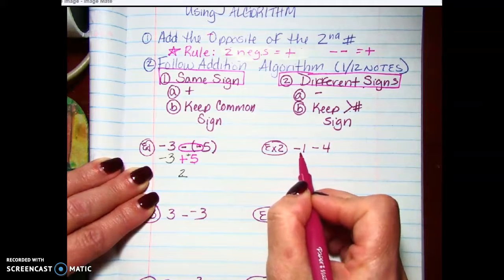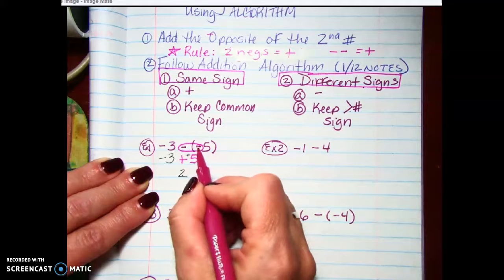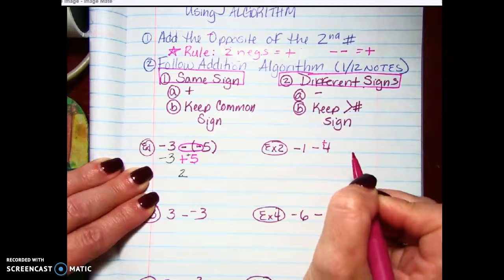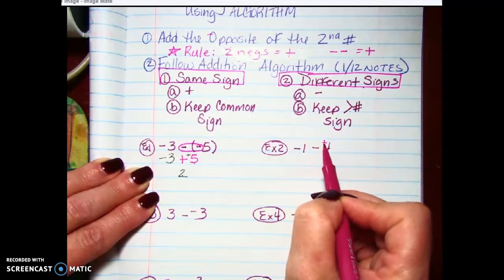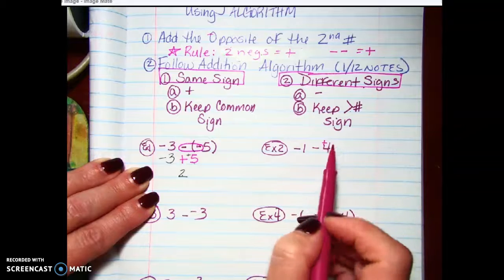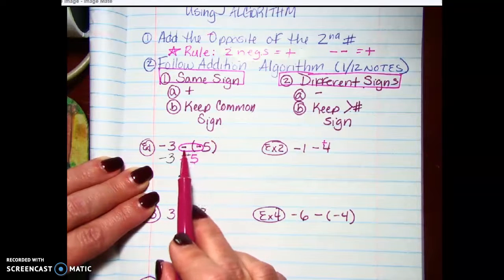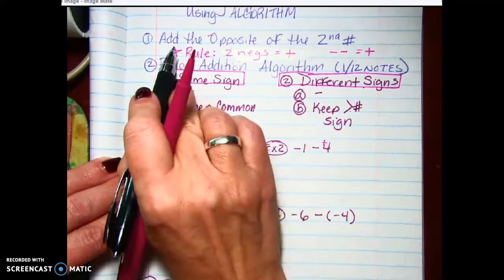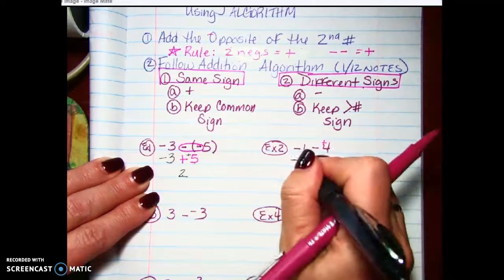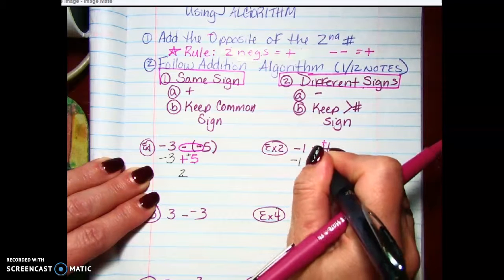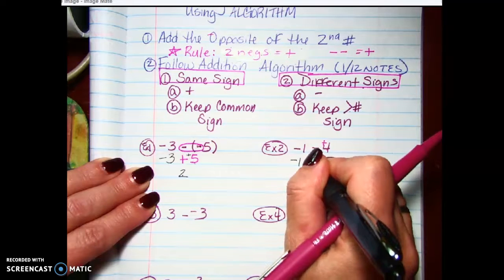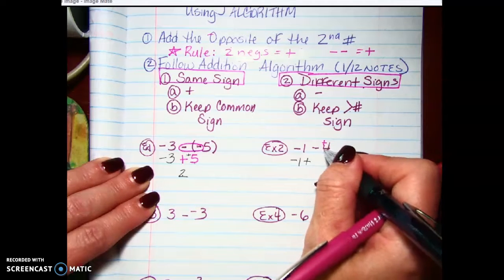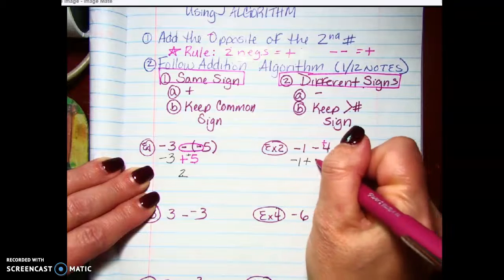Now I have a -1 minus 4. Not minus a -4, but minus 4. So 4 actually is a positive number because we don't write the positives in front of our regular numbers. The only time we do that is when we have a negative, and that's what this one looks like. So now I have to add the opposite of the second number. I keep the first number. I turn my minus into a positive. And then what is the opposite of +4? Well, we learned that last semester. An opposite is the -4.